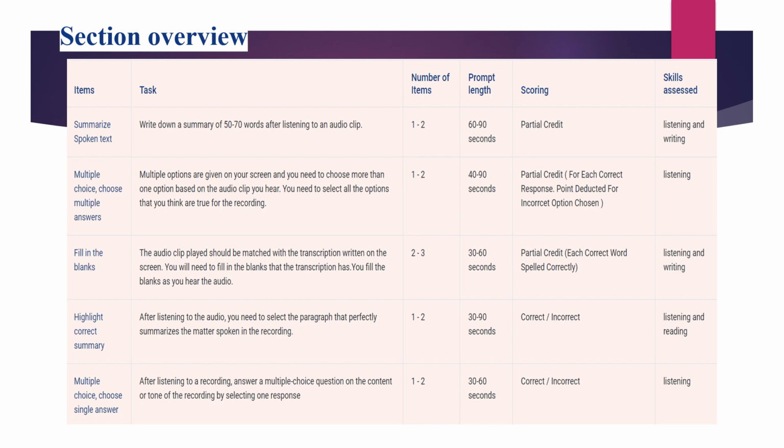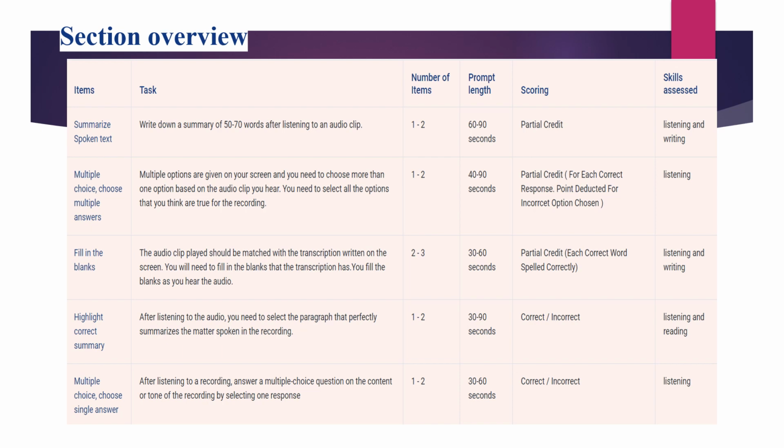Next is highlight correct summary. After listening to the audio, you need to select the paragraph that perfectly summarizes the matter spoken in the recording. You have 1 to 2 questions for this and there are 30 to 90 seconds of prompt length, and correct and incorrect scoring will be there, and your listening and reading skills will be assessed in this question.